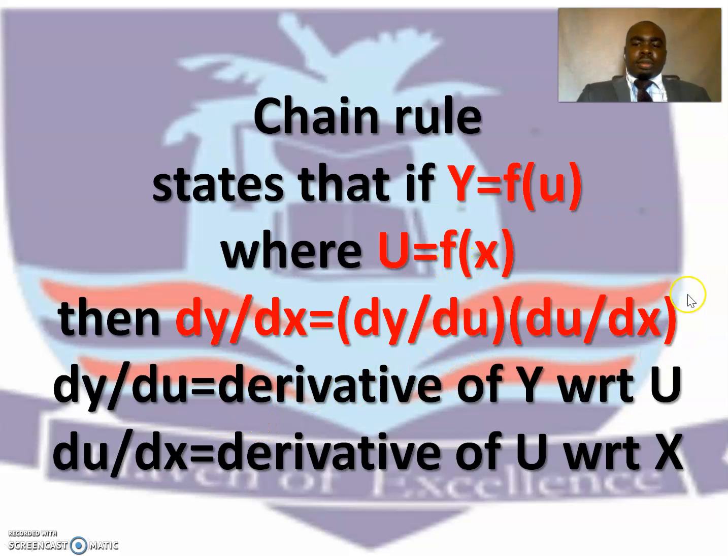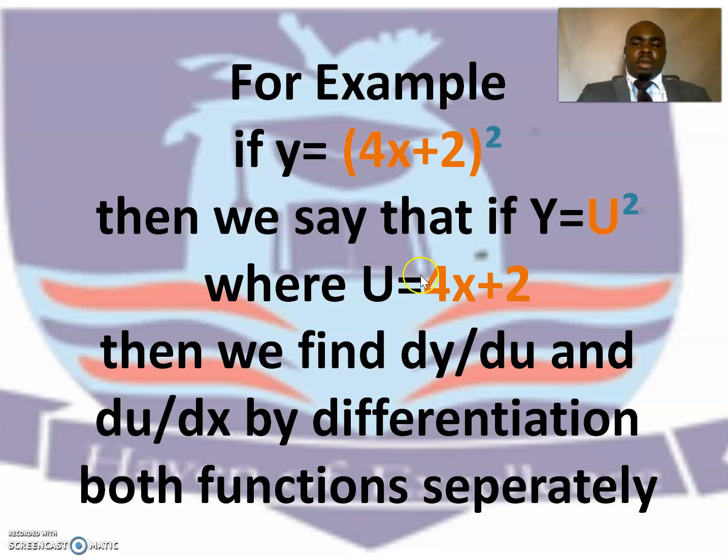So let's look at an example. Here we have y equal to 4x plus 2, all squared. This is a function of a function because you can write this as y equal to u squared, where u is equal to 4x plus 2 as we did here. So y is equal to u squared and u is equal to 4x plus 2.